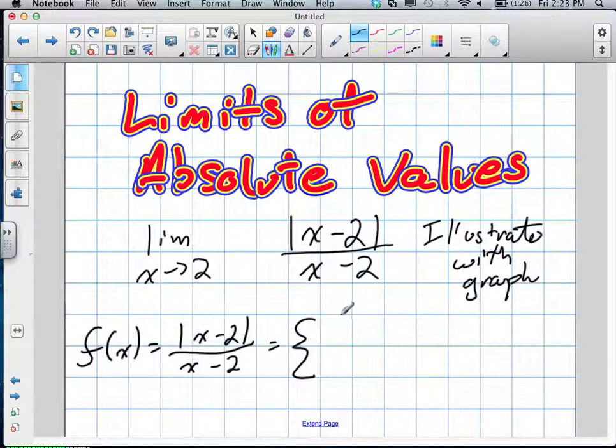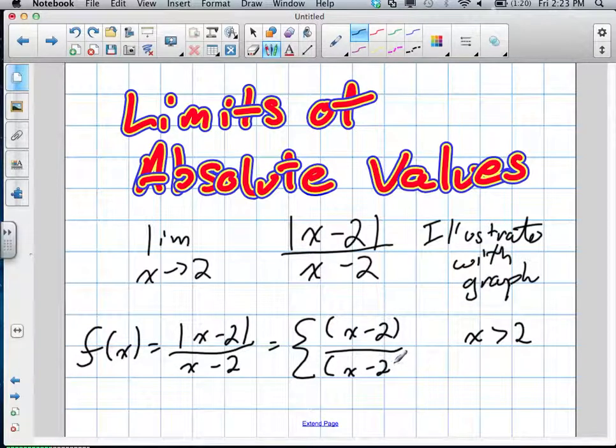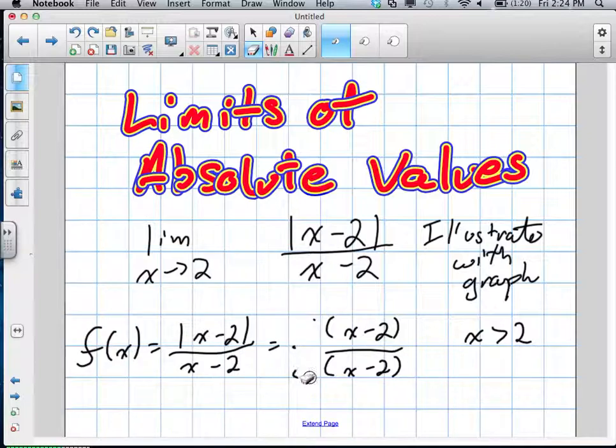And what we know for a fact is that when x is greater than 2, we're going to be left with a value that's still positive on top, so we can really just leave this as x minus 2, because if our number is greater than 2, we still have a positive value in there, and we're still divided by x minus 2. That's part of our function. So that's if x is greater than 2.